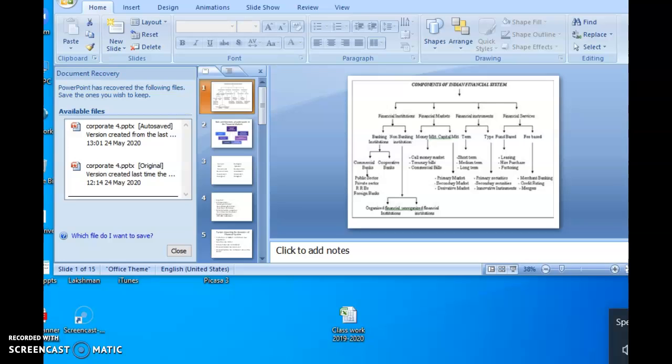Coming to the regional rural banks, RRBs. RRBs are sponsored by one particular nationalized commercial bank. The first such bank was sponsored by State Bank of India. Regional rural banks are also one of the most powerful banks in our country.